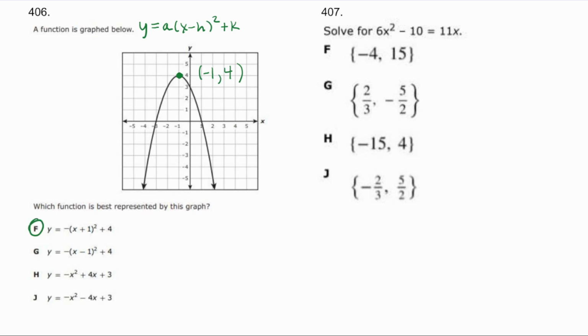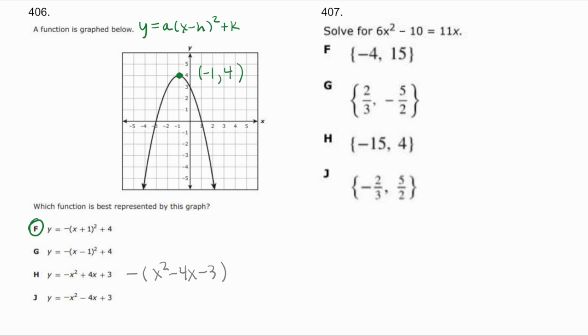Okay, but both of these, h and j, are looking kind of promising. Let's see what's wrong with these. Maybe if I factor out the negative on them, I'll be able to see. So x squared minus 4x minus 3. Looking for two factors of -3 that add to -4. You're not going to be able to do that, because -3 and +1 are not going to add to -4. And that's the problem there.